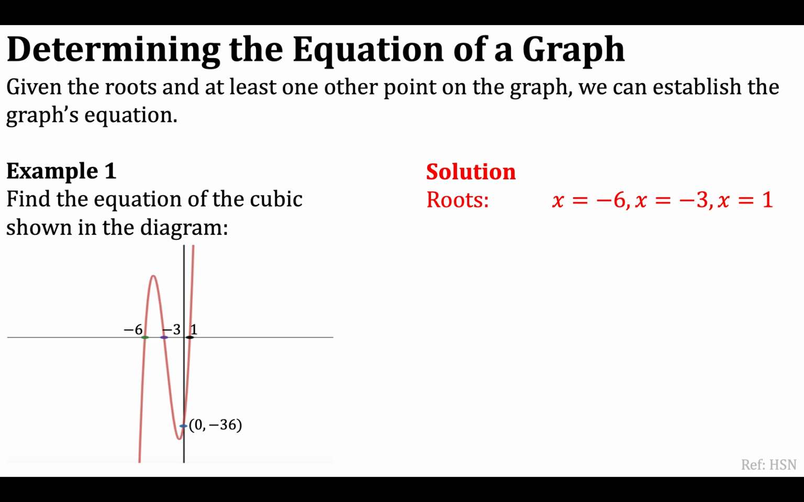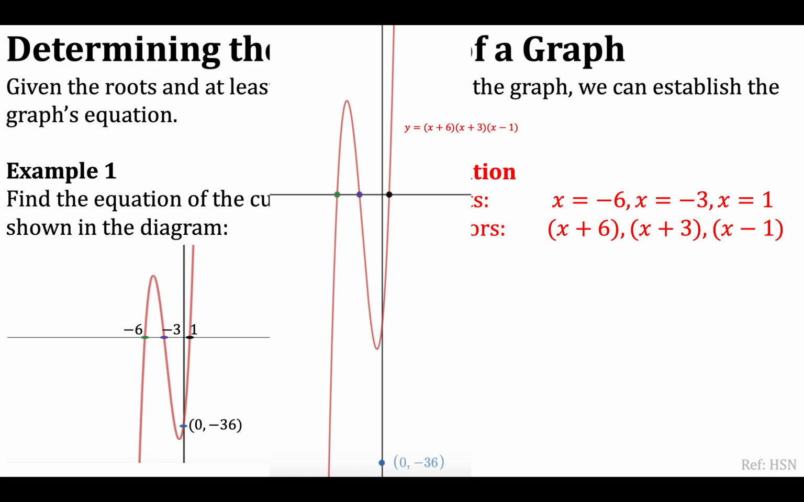And remember, those would then imply that I have these 3 factors: x plus 6, x plus 3, x minus 1. So you might assume at this point that my equation is y equals (x plus 6)(x plus 3)(x minus 1). However, if I plotted that, I would get this. And you can see that my (0, -36) doesn't lie on that graph.